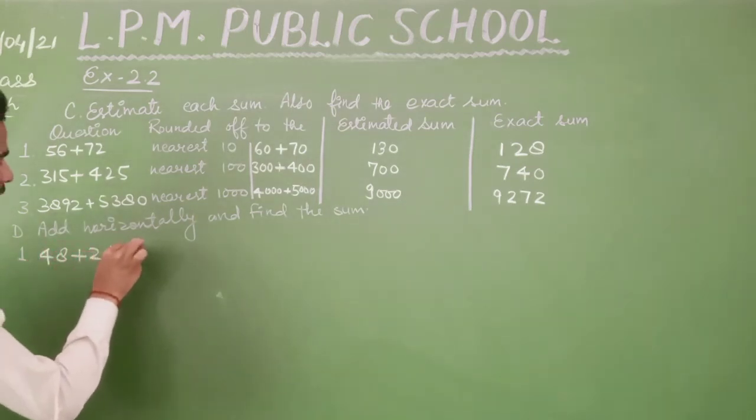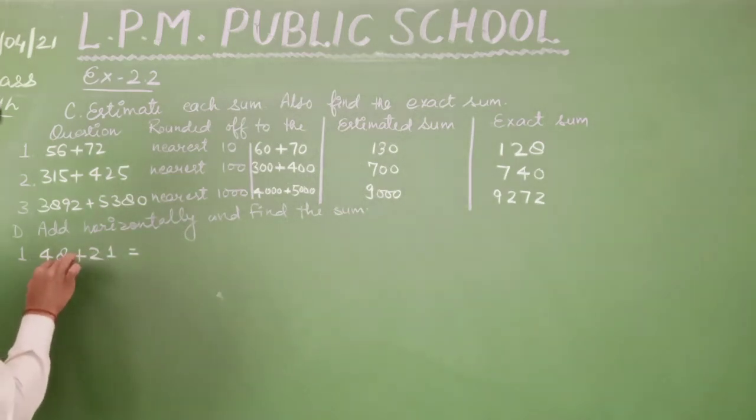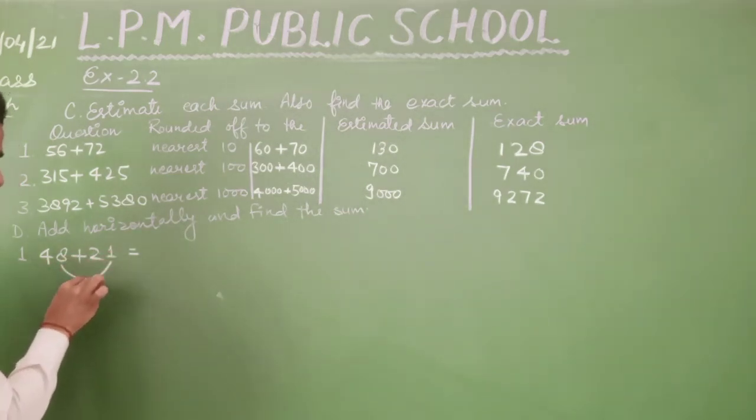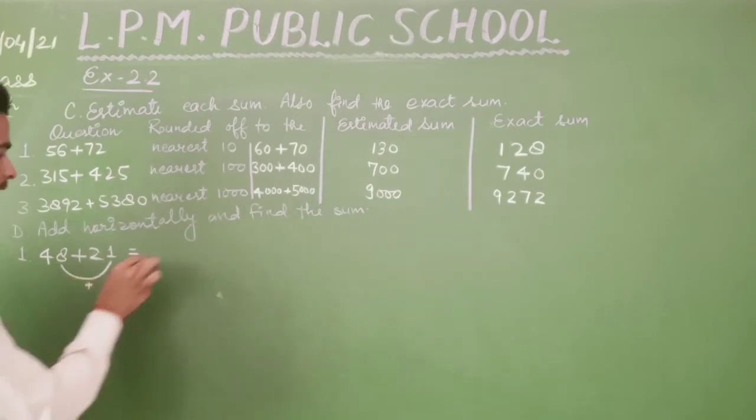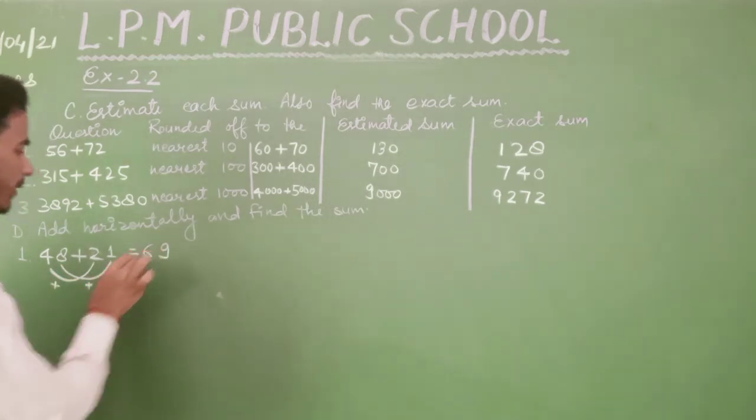How can we add horizontally? Listen carefully. Firstly, we know that in 48, 8 is ones and 4 is tens. In 21, 1 is ones and 2 is tens. Firstly, we have to add the ones. That is 8 plus 1, that is 9. Okay, and now we have to add the tens. So 2 plus 4, that is 6. Okay, so the answer is 69.